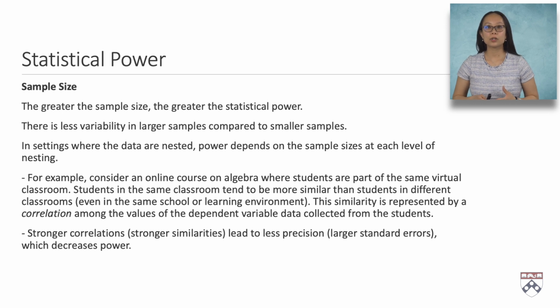But when we have to consider the nested structure of the data, such as whether there might be similarities among students in the same classroom, our considerations of sample size then have to take into consideration the sample size at each level, because again, the amount of similarities that we observe tie directly to the precision of the estimates, which in turn tie directly to statistical power.